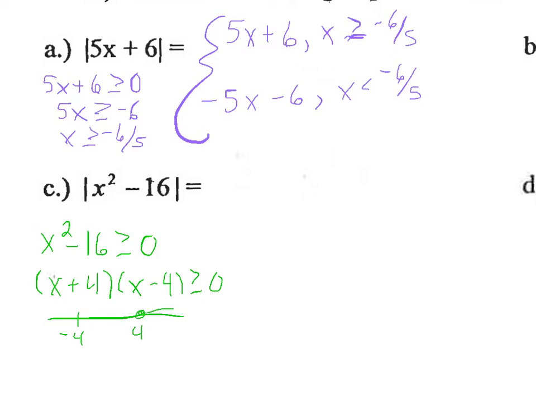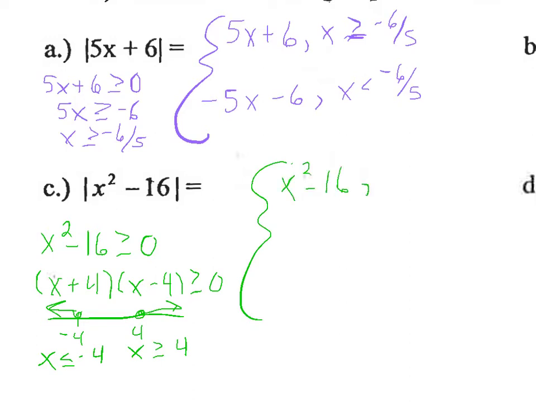And we want to draw our ORs on there. So we can see that x will be greater than or equal to 4, or x will be less than or equal to -4. So for this piecewise function, we'll have our original, x squared minus 16, as long as x is greater than or equal to 4, or x is less than or equal to -4. And we'll have the opposite, -x squared plus 16, when x is in between 4 and -4.